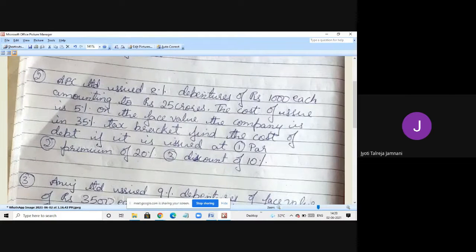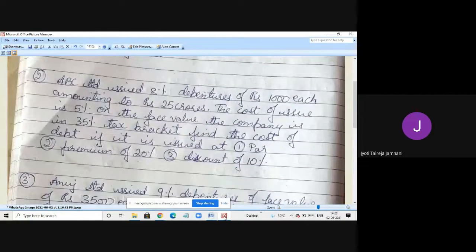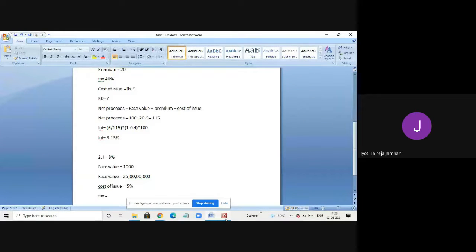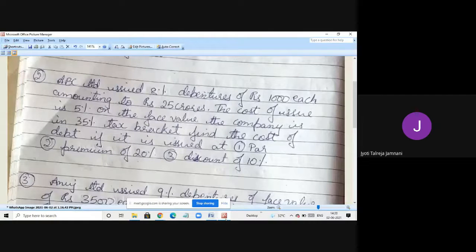Okay, so the cost of issue is 5% on the face value. The company is in 35% tax bracket. Tax is equal to 35%. And you have to find the cost of debt if it is issued at par, premium of 20%, discount of 10%. So three things we have to solve. First at par, then premium, and then discount.